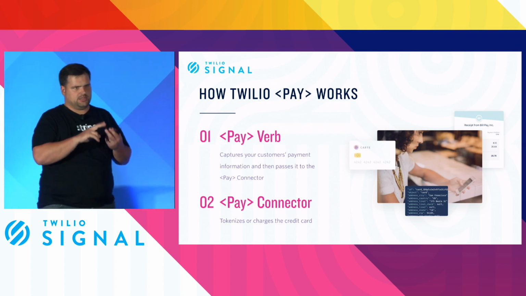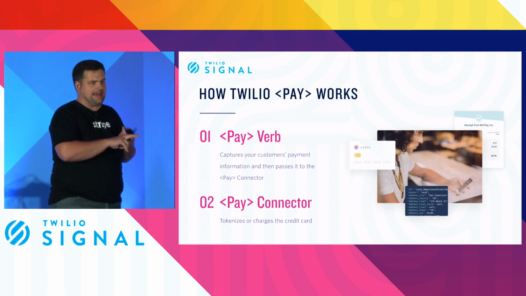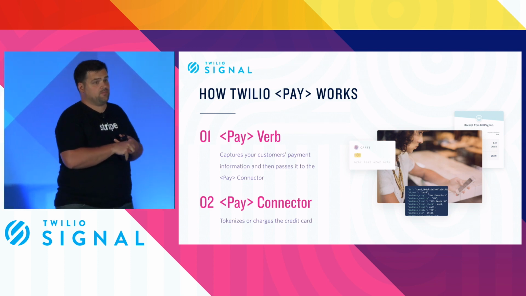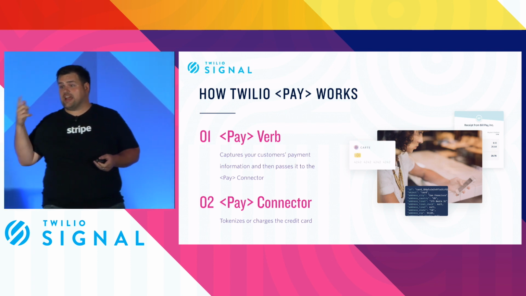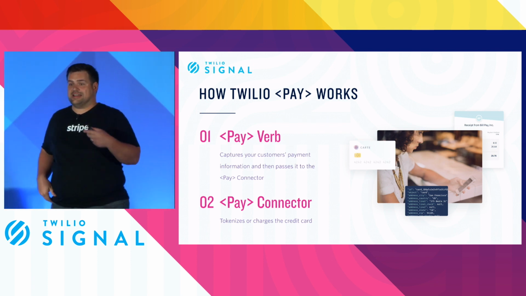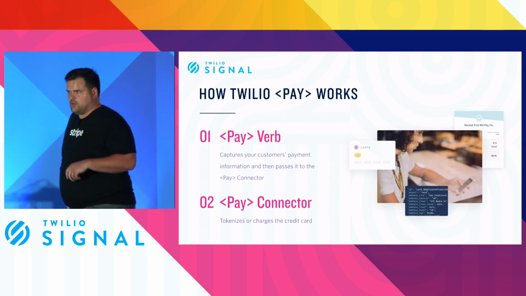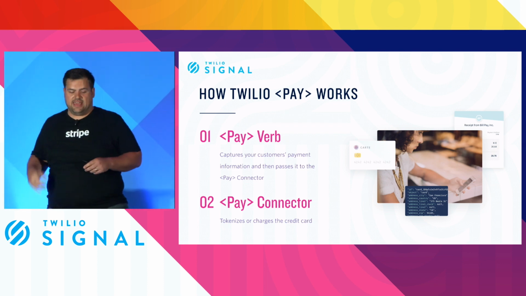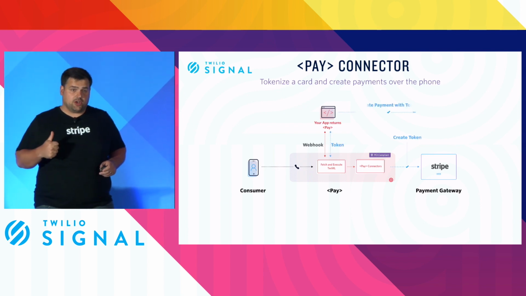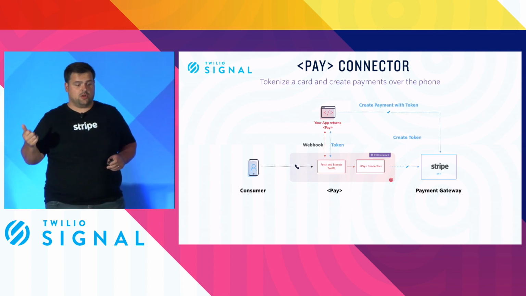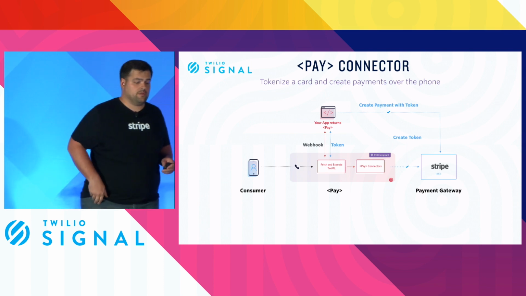So Pay has two main factors: the ability to capture your customer's payment to use for a later time, or the ability to charge right on the phone a certain amount if they're an existing customer. And the other part, which we'll dive into in a minute, is the Pay connector itself. The Pay connector allows you to tokenize a card for future payment use, or also to create payments over the phone.